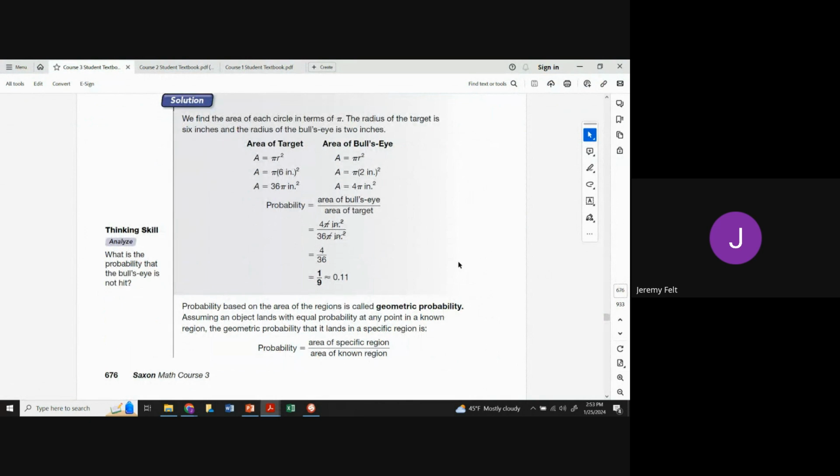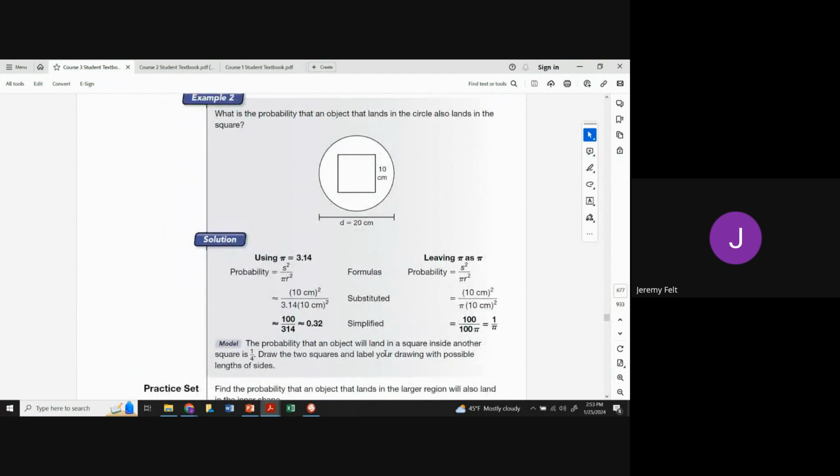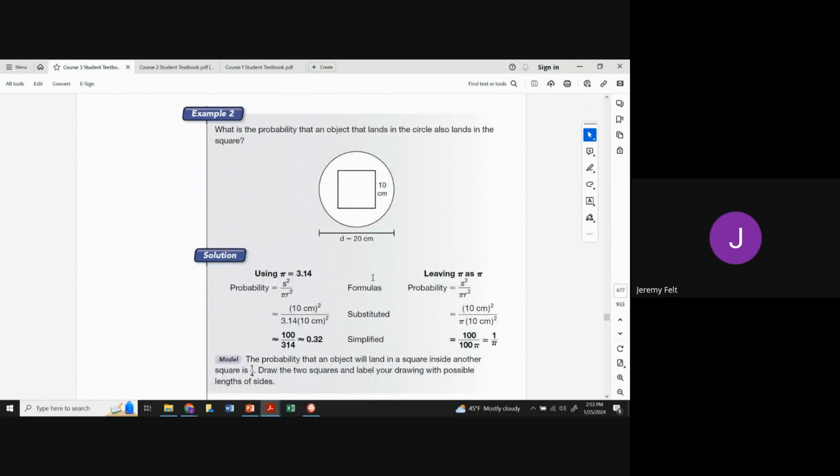So it's not always going to be a bullseye, a circle within a circle. We can have a triangle within a square, or square within a circle, or whatever. So for geometric probability, we want to know the area of the specific region, shaded, smaller, whatever they're indicating it with, over the area of the known region, or the larger. So if we're looking here, and we have a circle with a diameter of 20 and a 10 by 10 square, what is the probability that an object that lands in the circle also lands in the square?